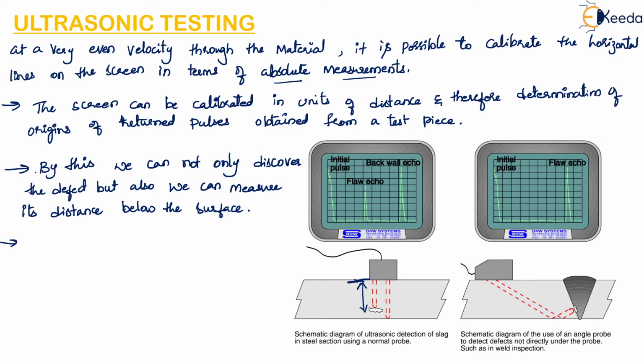So probing all the three surfaces of the material: after you finish moving this probe on this surface, you can move it on this surface and this surface. So in all three-dimensional directions, when we have probed the faces of the test piece, we can not only discover the defects and measure their depth, but we can also determine the size of the defect.